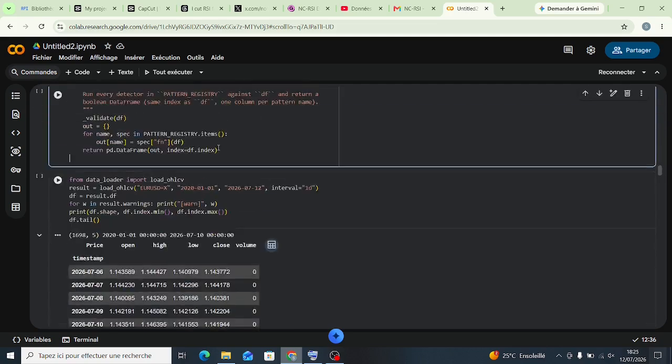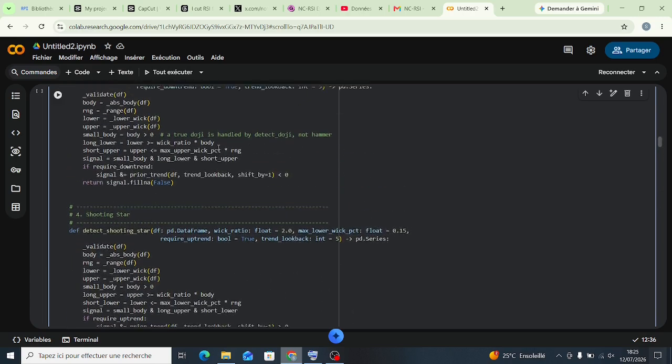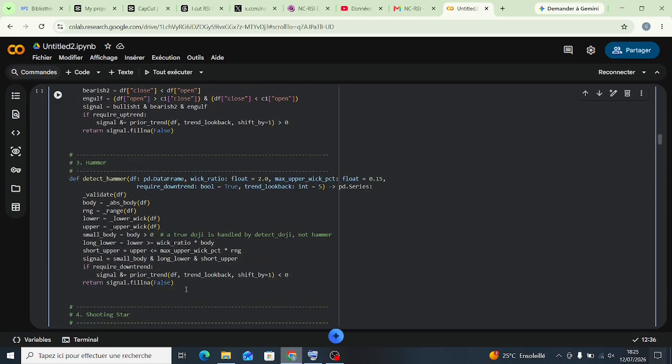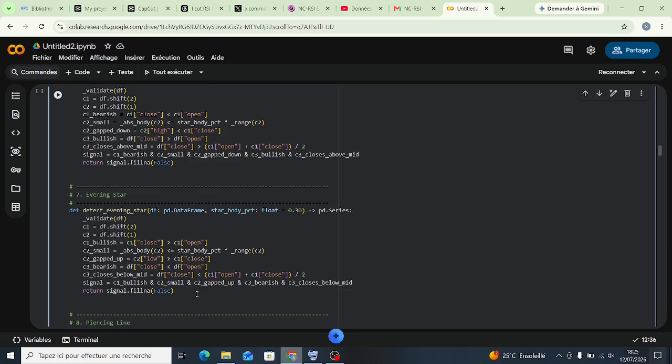Every single detector looks backward only. To confirm a hammer, the code checks that the lower shadow is at least twice the length of the real body, that the upper shadow is small, and that the candle formed after a genuine downtrend, using only candles that already closed before it. If any one of those conditions fails, there is no signal. To confirm an evening star, it checks for a strong bullish candle, followed by a small indecisive candle that gaps higher, followed by a bearish candle that closes back below the midpoint of the first candle's body. 3 candles, 3 strict conditions, no exceptions, no peeking ahead.